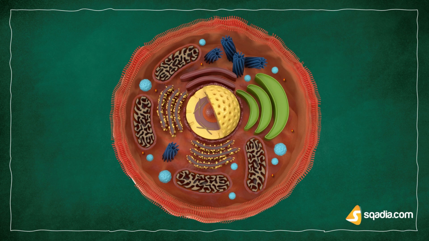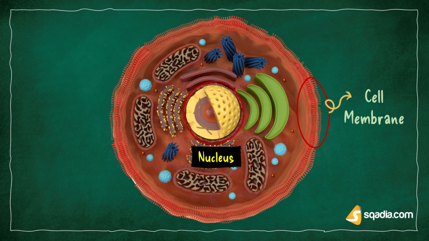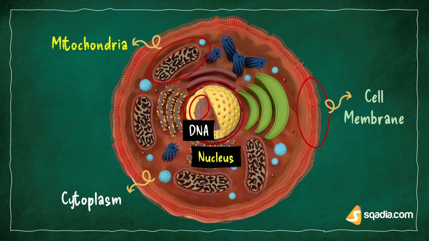Now this is a typical diagram of the cell, and here's the cell membrane in which all the organelles are enclosed. Here's the nucleus, and inside it is the DNA. Now here we have the cytoplasm. It is the fluid of the cell where all the organelles are suspended. Here's mitochondria. Then we have ribosomes floating over here.